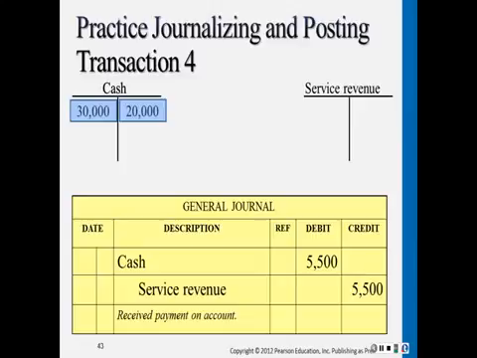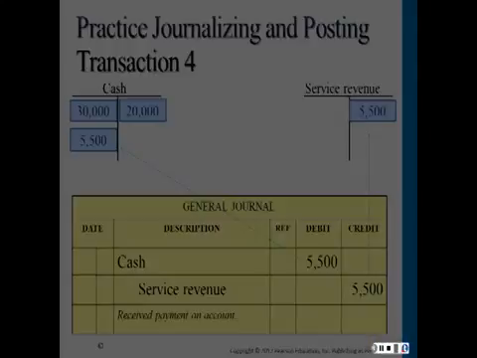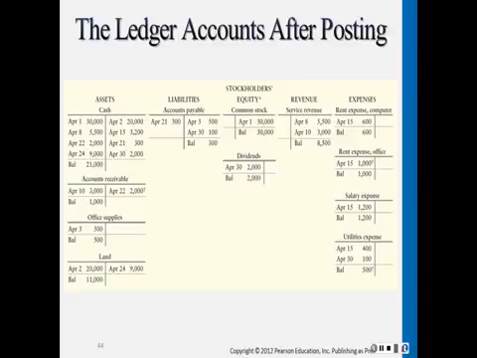In Transaction 4, we see that on April 8th, Smart Touch collected cash of $5,500 for service revenue that the business earned by providing e-learning services to its clients. The source document is Smart Touch's sales invoice in the text. Debit cash for $5,500 and credit service revenue for $5,500. The rest of the transactions are found in the text. The ledger accounts, after posting all the transactions, are shown here and on page 79 in the textbook.